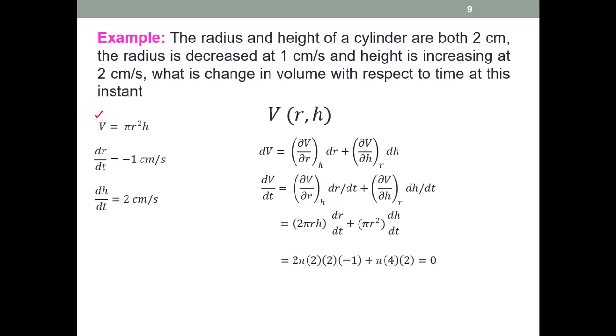Now if we put in all the values, 2 pi, the value of r, the value of h, the value of -1, then pi r squared and the value of this, we'll get 0. That's very interesting. That indicates that the volume of this cylinder is not changing, that is, delta V by delta T is equal to 0. Although the radius is decreasing at a rate of -1 centimeter per second and the height is increasing at a rate of 2 centimeters per second, the change in volume is 0. So this is another application of the total derivative.